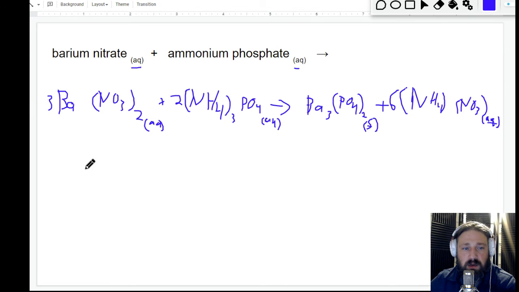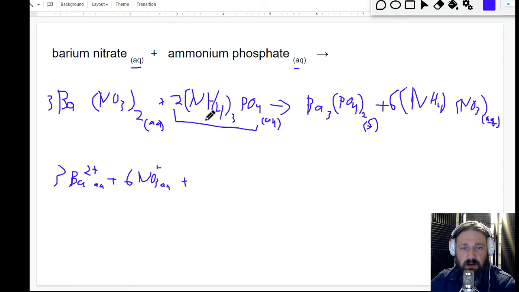So that means here we're going to have 3 barium 2 plus ions, aqueous, plus 2 nitrates, again aqueous. Now I said 3, oh no, it needs to be 6. There's 3 barium nitrates, but 2 nitrates in every barium nitrate, so it's 6. Yeah. All right. And this is 1 minus. Okay. For this guy, I'm going to have 6 ammoniums, and this is 1 plus, and 2 phosphates, 3 minus, and this is again aqueous.